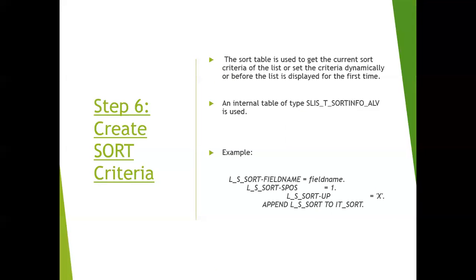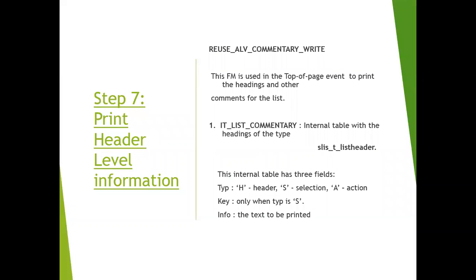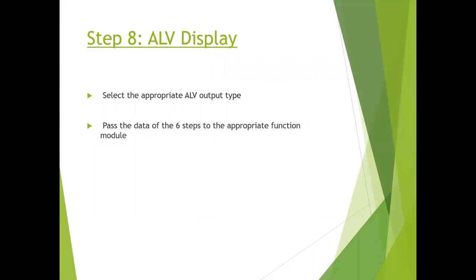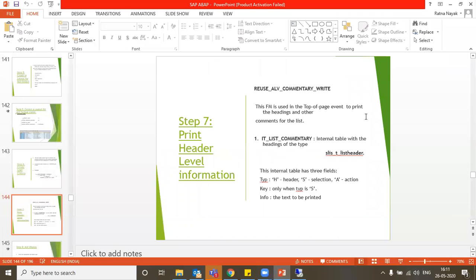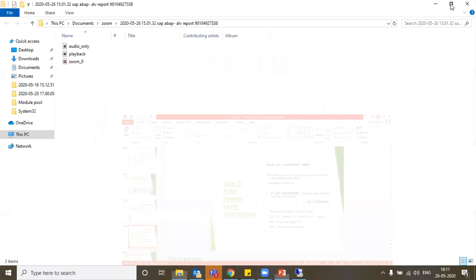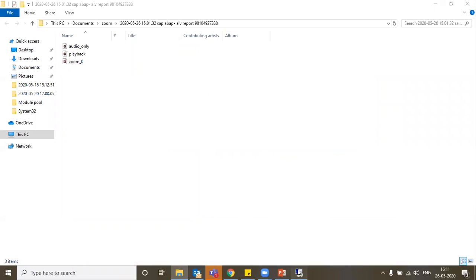Then this is called the sort statement. If you want to make an ALV in sorted order, you can do that at program level. Then this is for top of page. That means this functionality gives the header description of a particular ALV report. So how can you do that? Just let me go to my report.